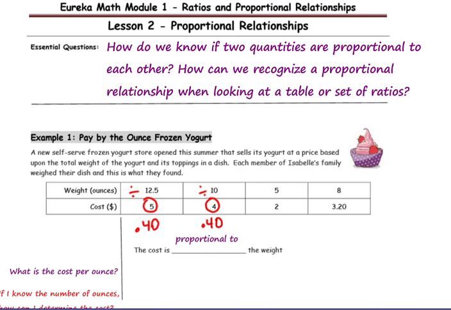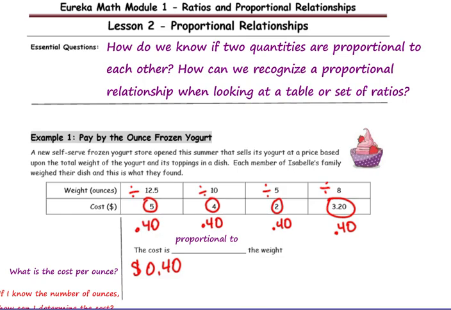In our third set, we have 5 ounces. The cost is $2. $2 divided by 5 ounces equals 40 cents. And the last person's frozen yogurt, 8 ounces for $3.20. So $3.20 divided by 8 ounces equals 40 cents per ounce. What is the cost per ounce? 40 cents.